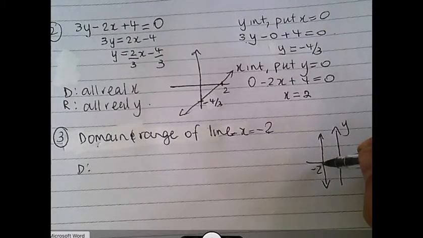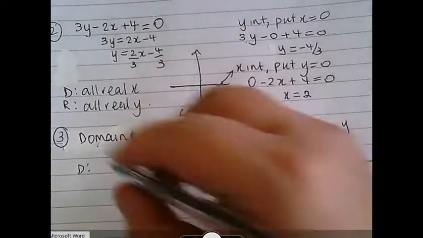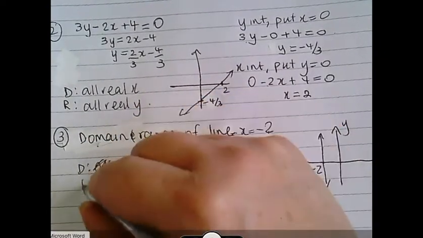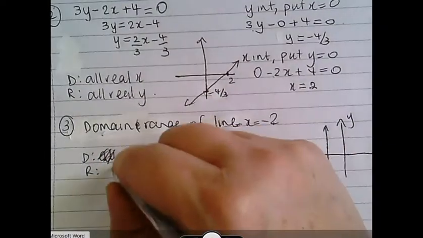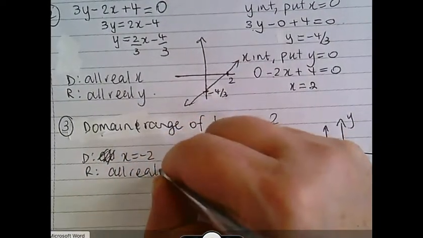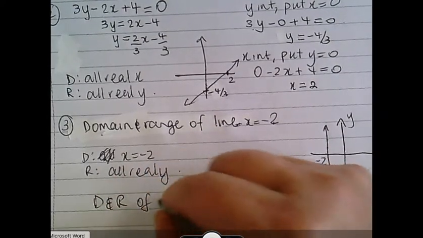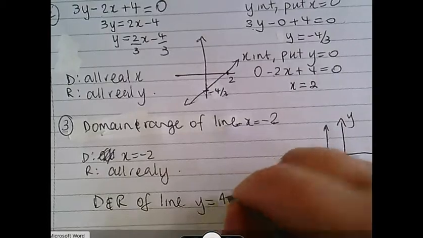See, this is point (-2, 0), (-2, 1), etc. So all real? No, it's not. It's just x is -2. And what's the range? Yep, all real y. Remember we looked at these last lesson. And then I could ask for the domain and range of the line y equals 4.